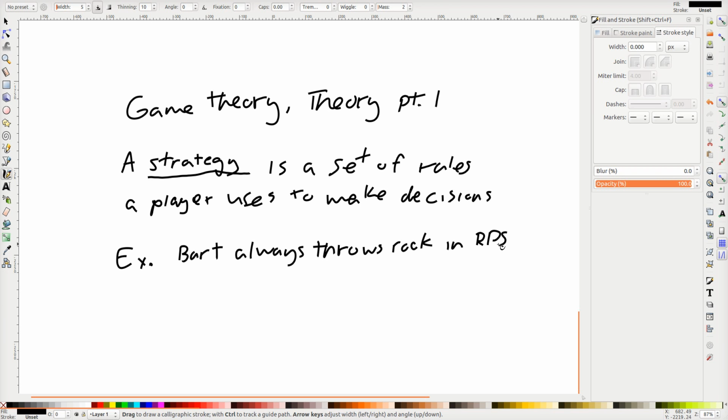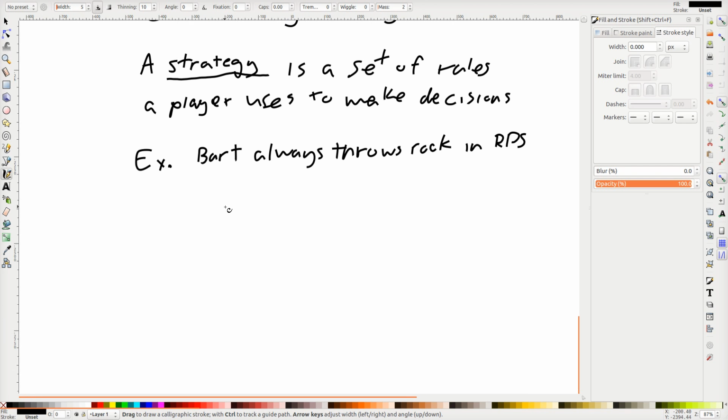So this is an example of a strategy. It's mentioned in one of the millions of Simpsons episodes that when Bart Simpson plays rock, paper, scissors, he throws rock every single time. And that's a valid rule for how you make a decision, right? He's faced with three options: throw a rock, throw paper, throw scissors. And the rule he has in his head is that when faced with that decision, I throw a rock. And so that's his strategy. Bart's strategy is to always throw a rock in rock, paper, scissors. Let me give you another example.